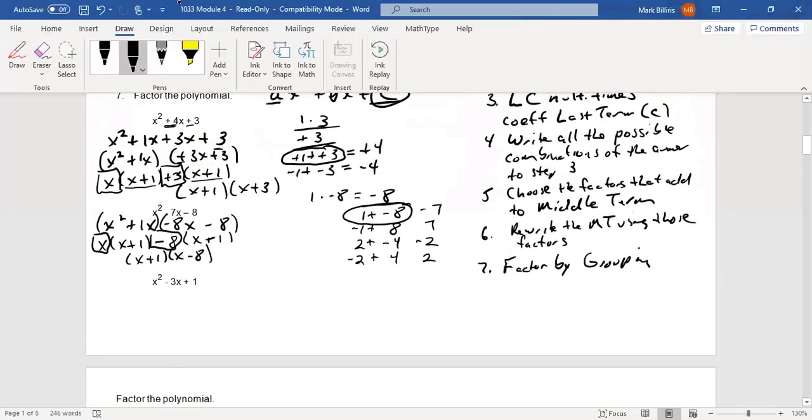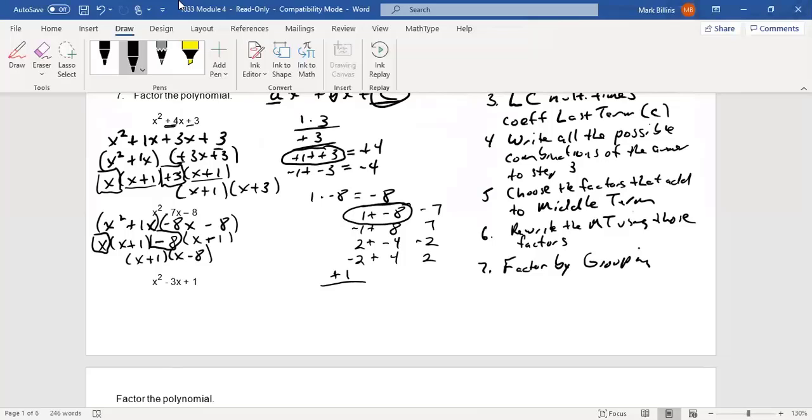Our next problem. Step number 1 is to remove the greatest common factor. Nothing divides evenly into 1x squared, negative 3x, and positive 1. So we go to our next step, which is to use the AC method. So I'm going to take my leading coefficient, which is 1, times the coefficient of my last term, which is 1. So I multiply 1 times 1. It gives me 1.